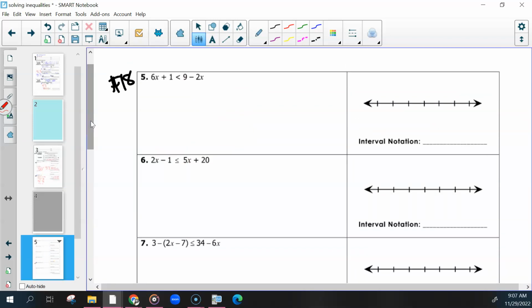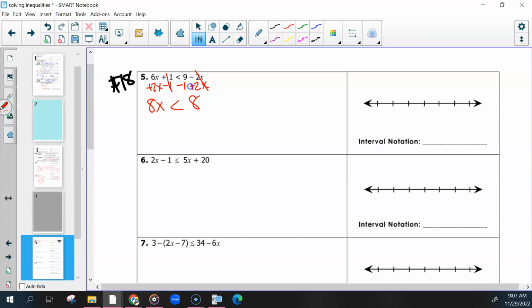So on the next page, let's do number 5. Now this is kind of going back to when we were solving and we had variables on both sides. The rules are still the same. We still have to get all the variables to one side, the constants to the other. How you do that doesn't matter. So let's say I want to move the 2x and move the 1. We have 8x is less than 8.